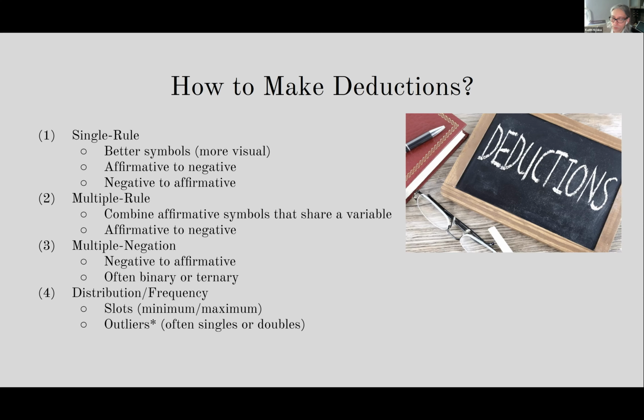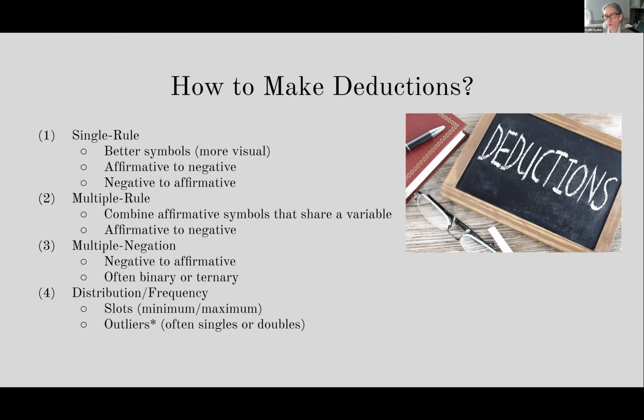The final step to my deduction process is looking for distribution and frequency deductions. And I'm not going to talk about that much today because that's more of an advanced deduction technique for grouping games. What I want to talk about today is I want to show you an example of steps 1 through 3 as they pertain to an order game. But I'll describe step 4 quickly.